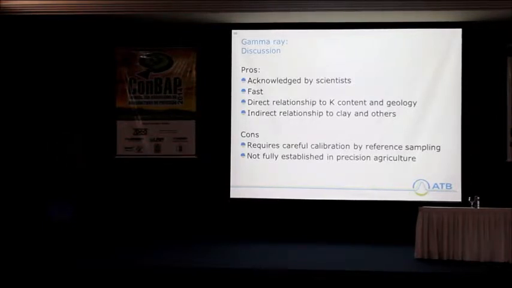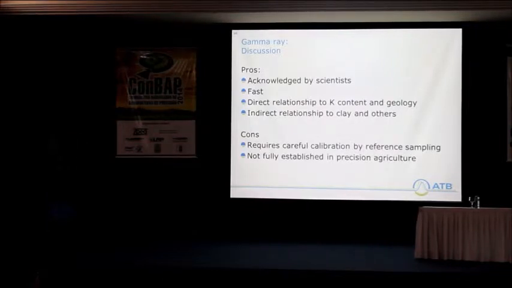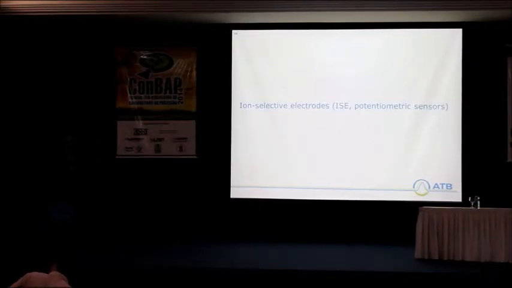Gamma ray measurements are very well acknowledged by scientists. They are fast. You have a direct relationship to potassium content and geology, but only indirect relationship to clay and other components of the soil. Thus, you need careful calibration by reference sampling, and the method is not fully established in precision agriculture, so researchers need to work out how to use it.